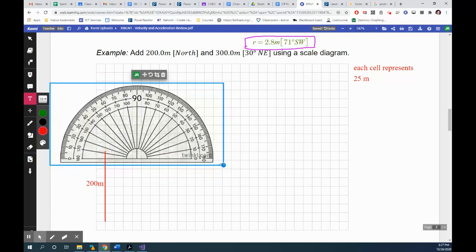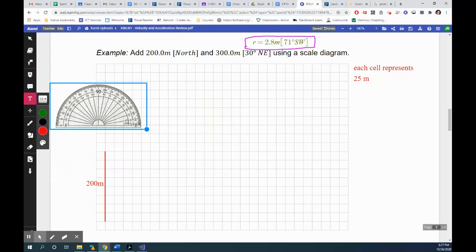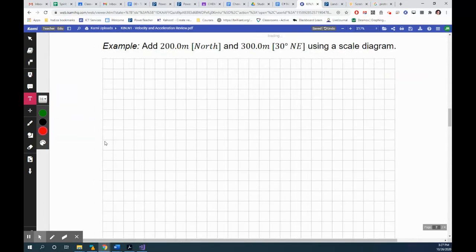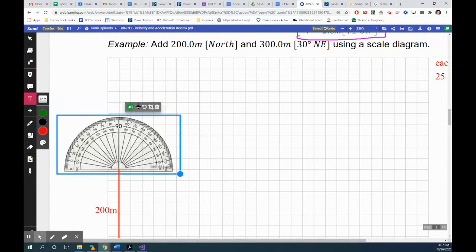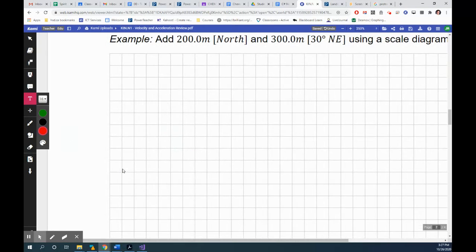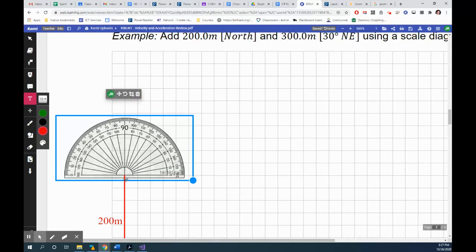Let's make this a lot smaller. There we go. Zoom in a bit. Okay, we've got to get 30 degrees north of east, which means from east, it's 30 degrees. So what you do is line this up there. Do you see how I'm lining up that center dot with the edge of where I want to start?